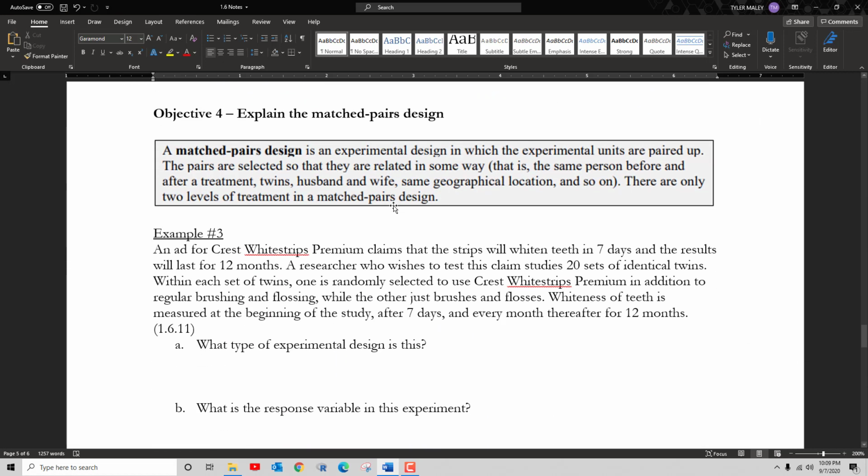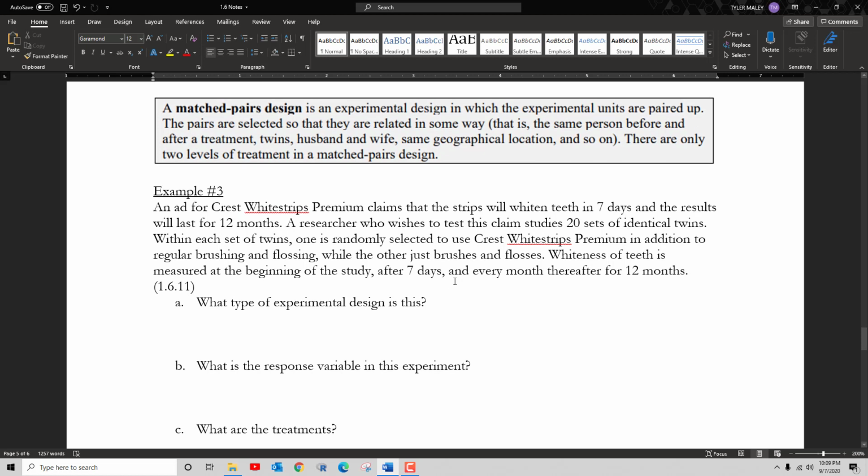So now we're ready to look at objective 4, which is to explain the matched pairs design. Here I have the definition. A matched pairs design is an experimental design in which the experimental units are paired up. The pairs are selected so that they are related in some way, that is, the same person before and after a treatment. For example, twins, husband and wife, same geographic location, and so on. There are only 2 levels of treatment in a matched pairs design.